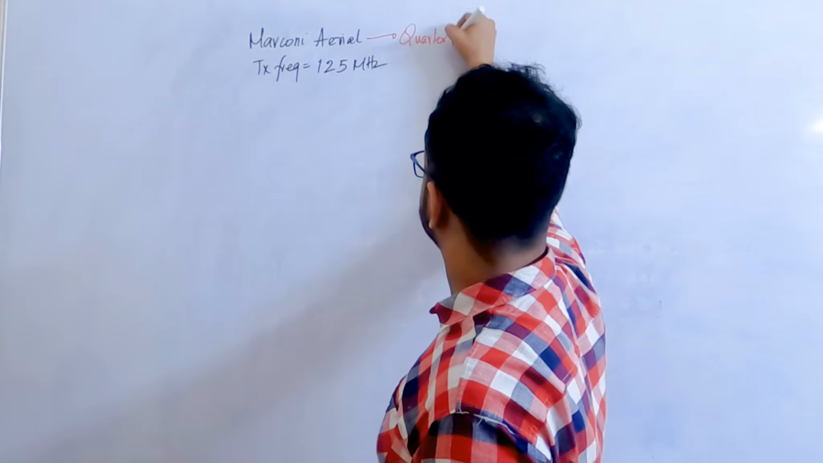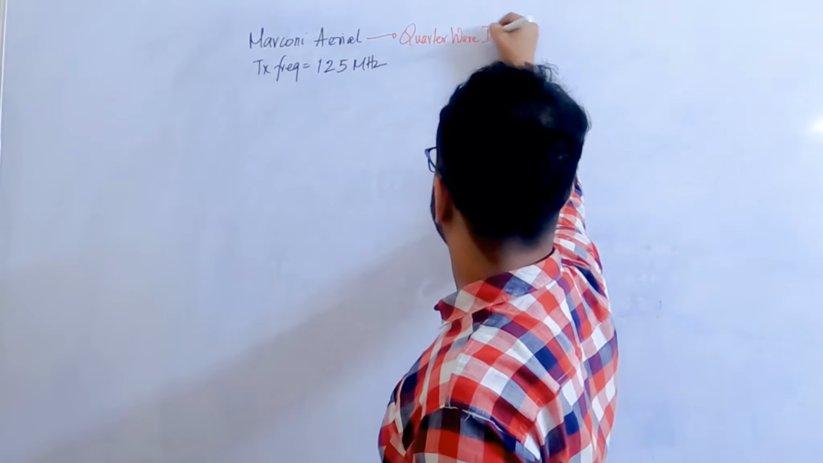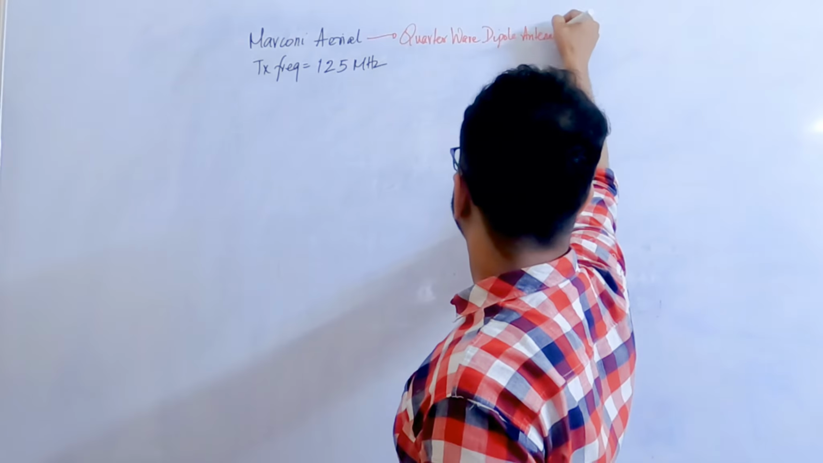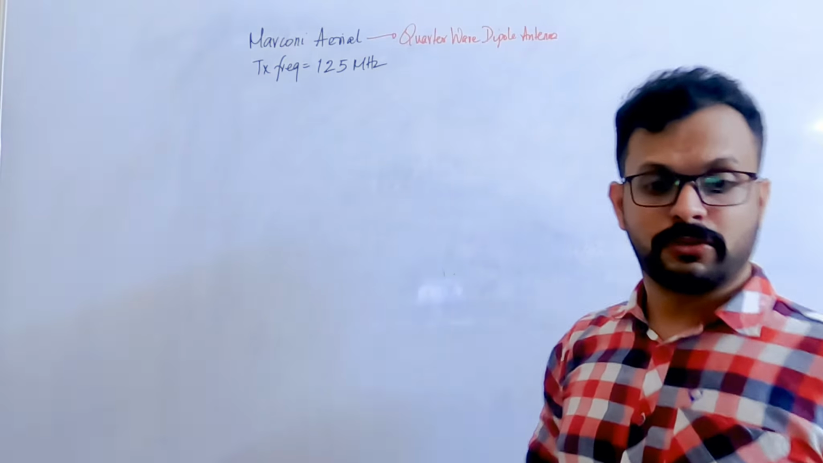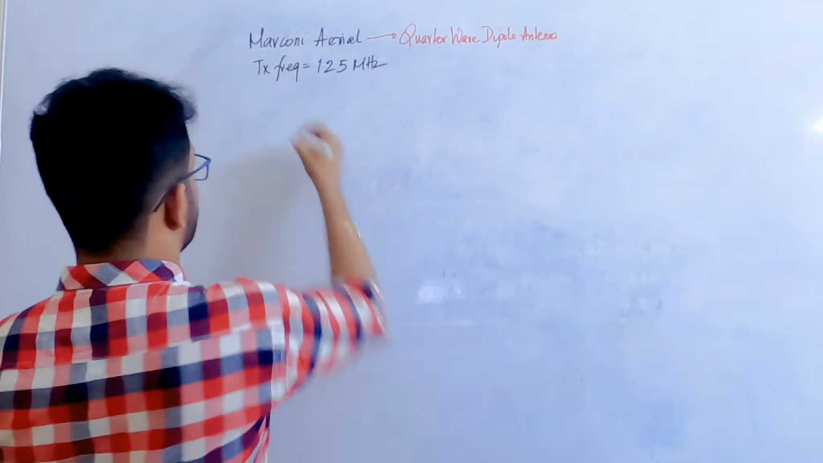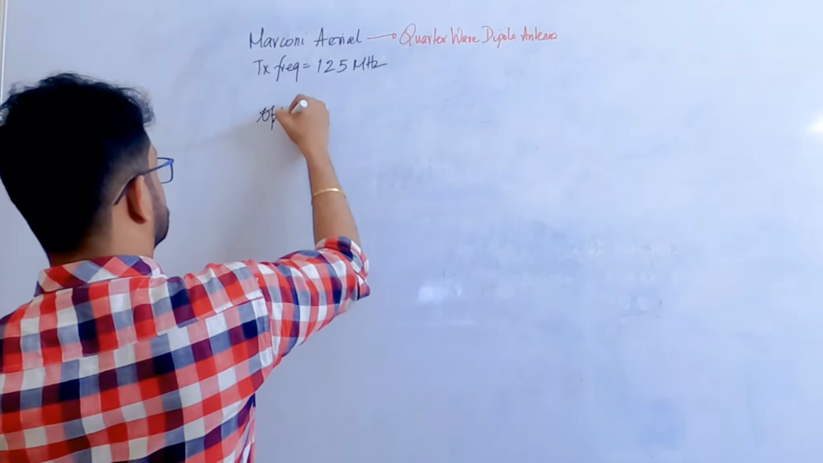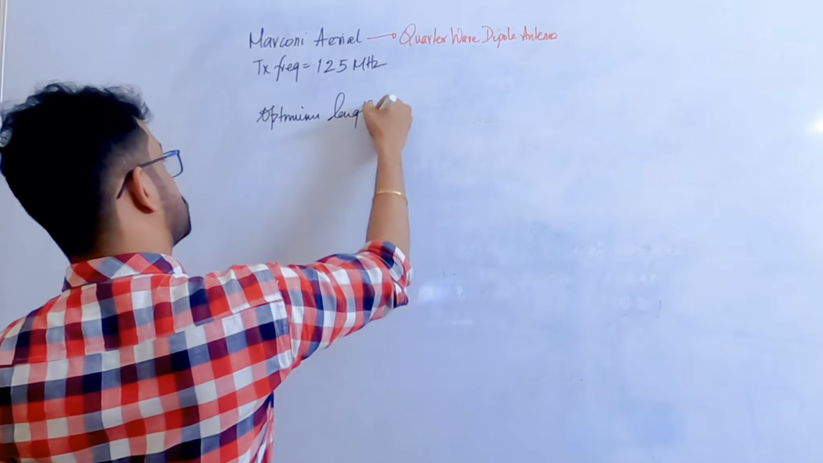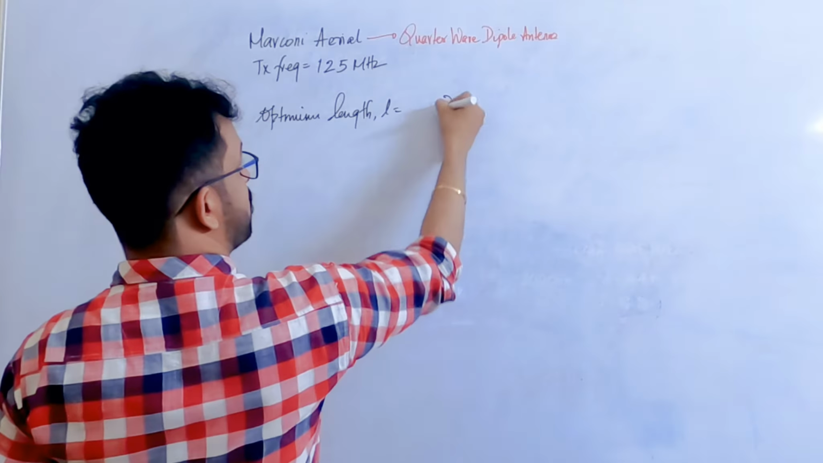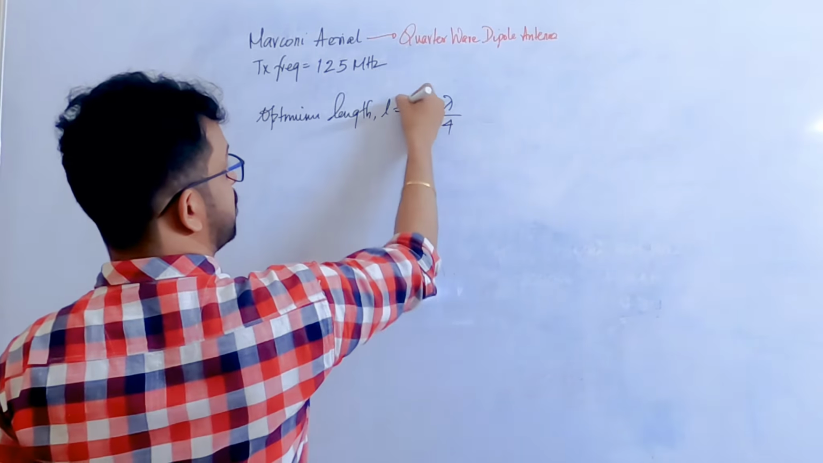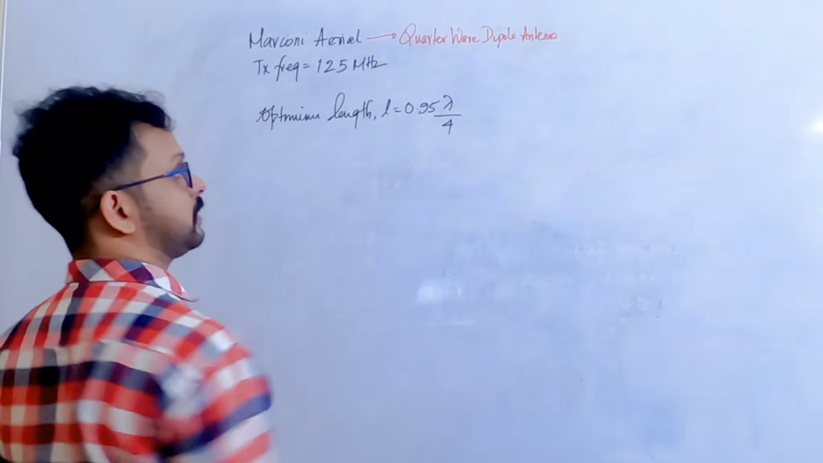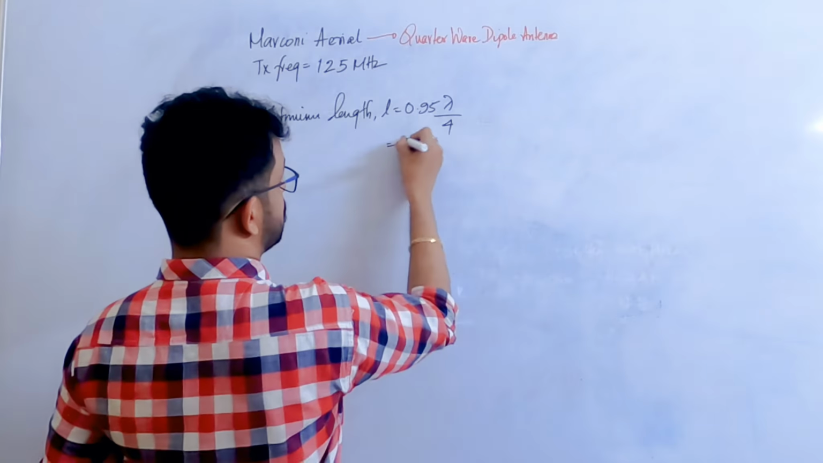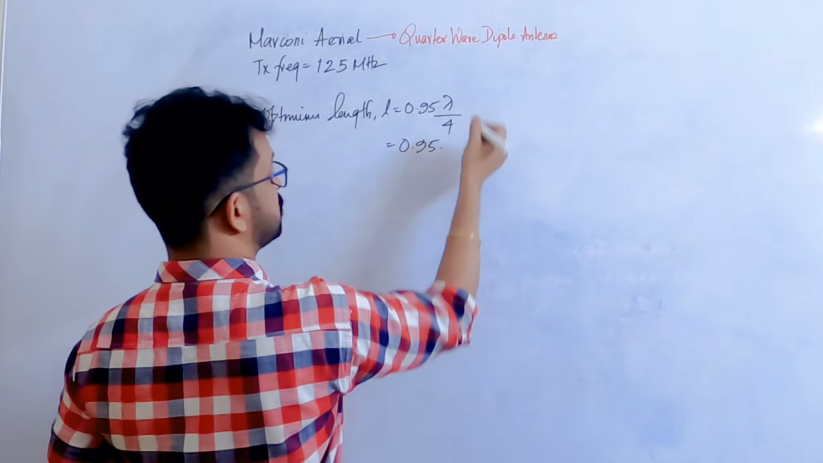a quarter wave dipole antenna. That's right. The quarter wave dipole antenna. Now this means that the optimum length is equal to 1/4 of the wavelength, and that's the ideal value, and the practical value is 95% of that. And don't forget to put 95% there, which is 0.95 of lambda.